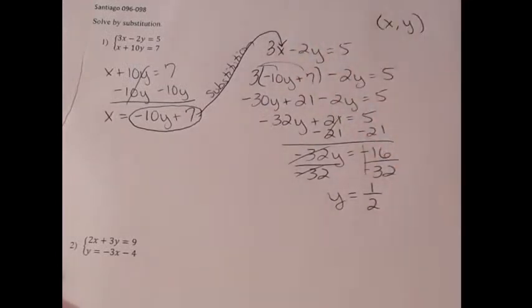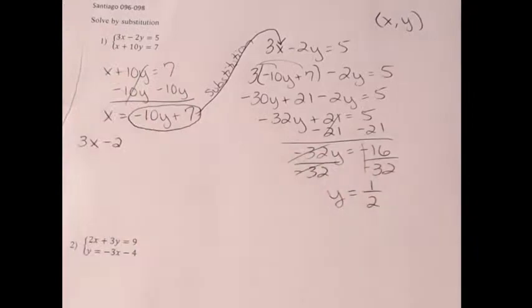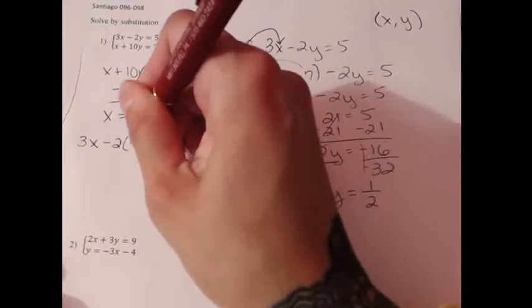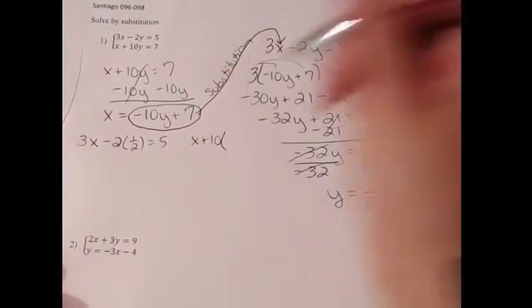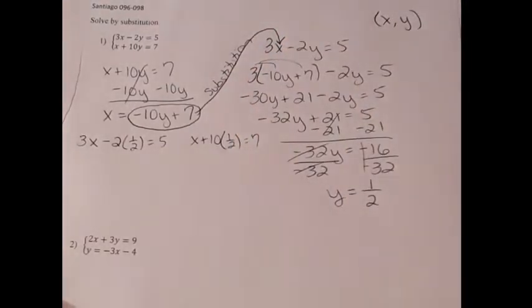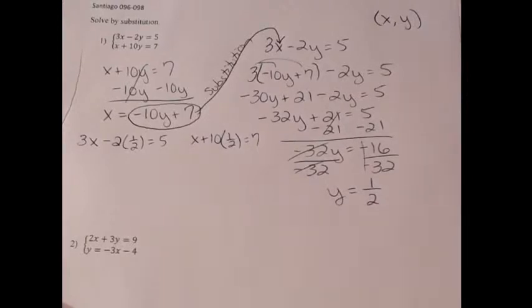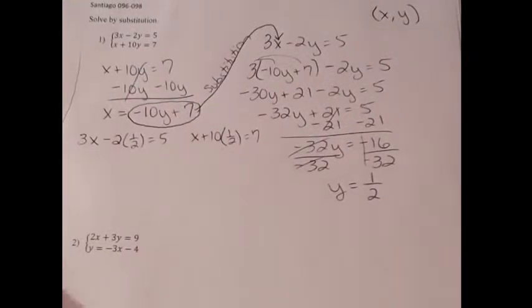I'm actually going to plug it into both of these just so that you can see how we do this check by plugging in. So we have 3x minus 2y, but y is 1/2, is equal to 5. And we have x plus 10y, but y is equal to 1/2, is equal to 7. So we're substituting y is equal to 1/2 into both of the original equations. In all reality, you don't have to do this, but if you want to make sure that you're doing this correctly, you might as well, to make sure that you're getting consistent answers.